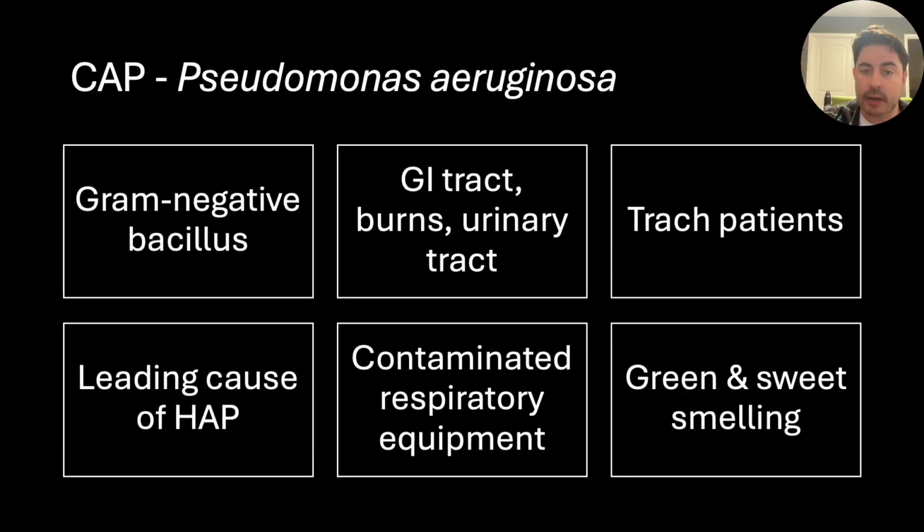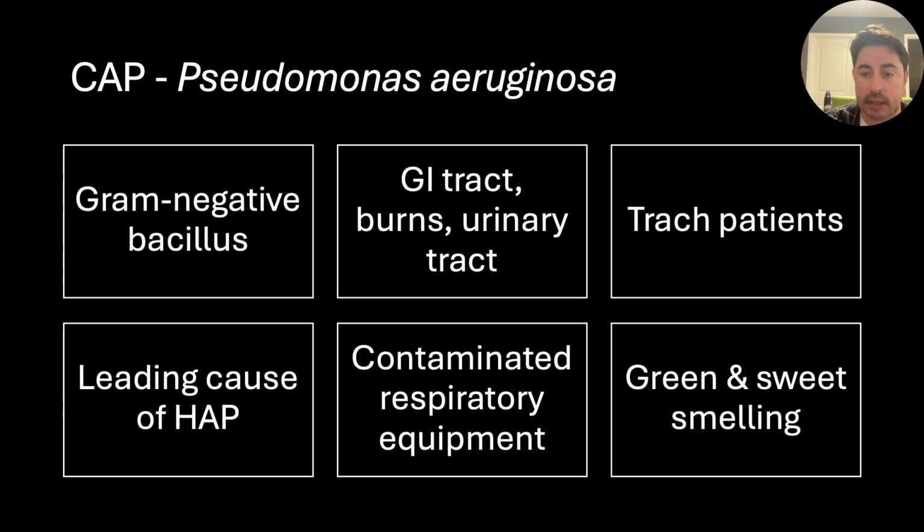Further community-acquired pneumonias is Pseudomonas aeruginosa. This is a gram-negative bacillus. Usually we see this in the GI tract. It's common with burns or urinary tract infections. Trach patients have an increased risk for Pseudomonas. It is the leading cause of hospital-acquired pneumonia.